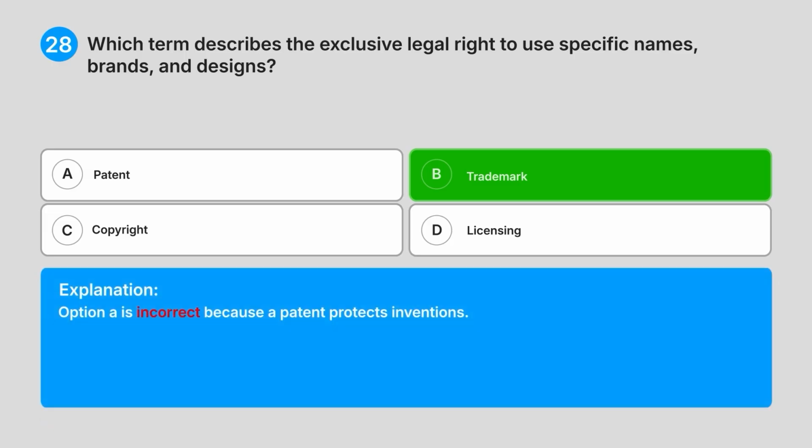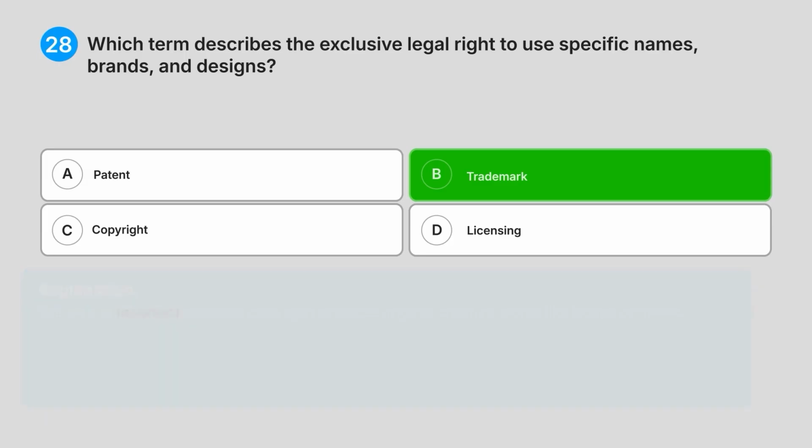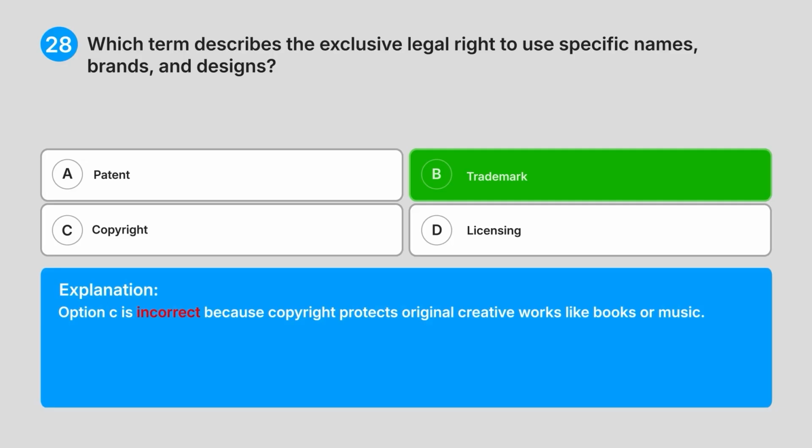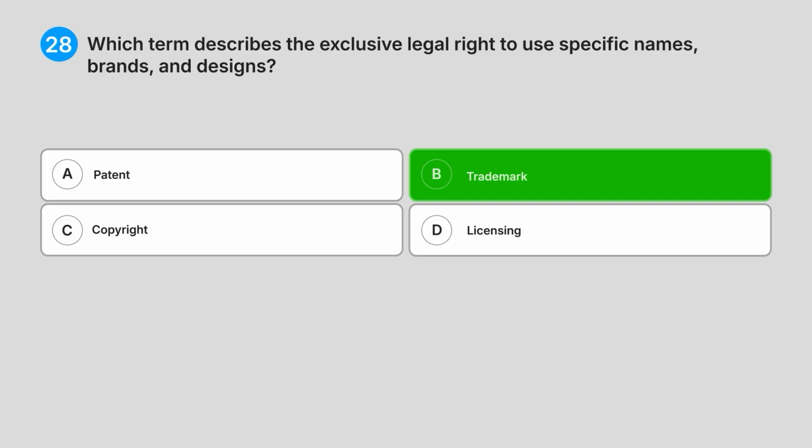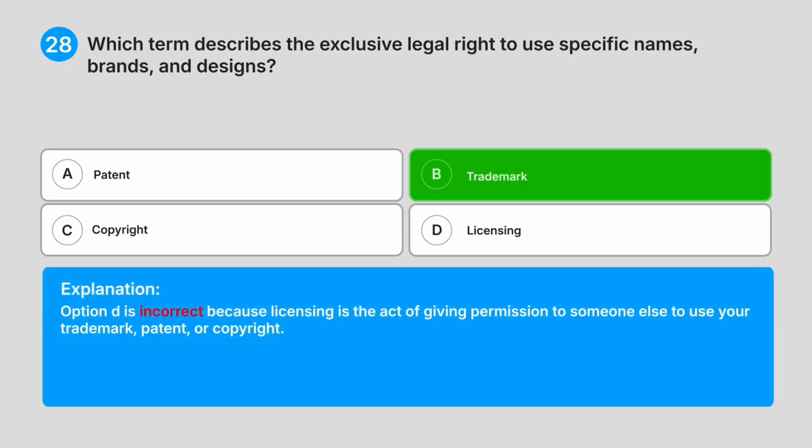Option A is incorrect because a patent protects inventions. Option C is incorrect because copyright protects original creative works like books or music. Option D is incorrect because licensing is the act of giving permission to someone else to use your trademark, patent, or copyright.